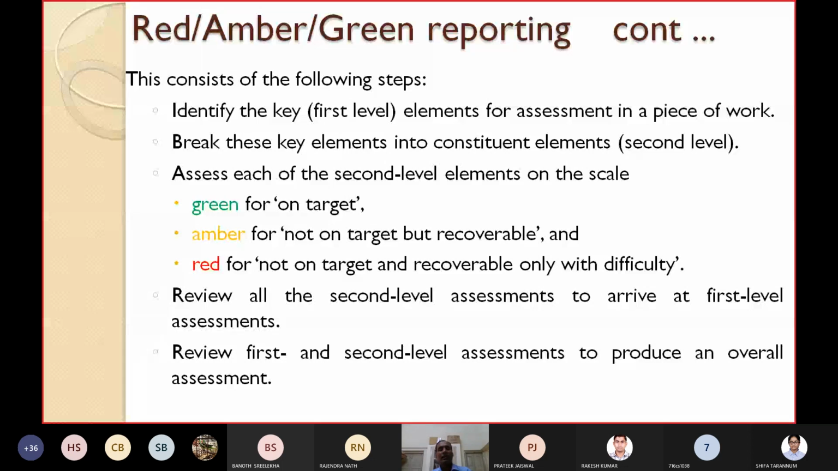Then assess each of the second level elements on the scale like this. What is the scale? Green, amber, red. Green means if you are in the green zone, you can give like 30% to each, 30% for green, 30% for amber, or 33% for green, 33% for amber, and for red.